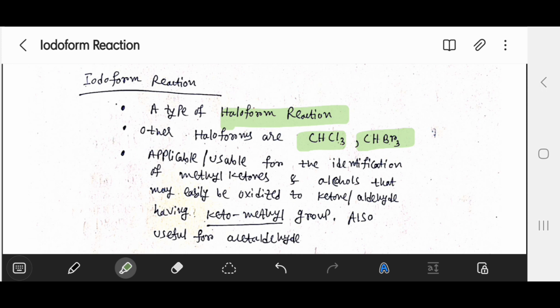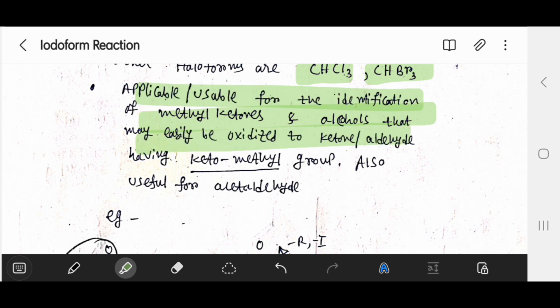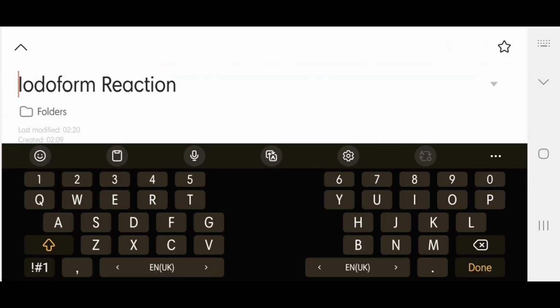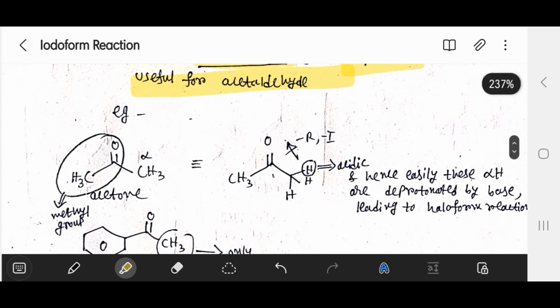So what are the uses of the haloform reaction or iodoform reaction? It is applicable for the identification of methyl ketones, or alcohols that may be oxidized to a ketone or aldehyde having a ketomethyl group. It is also useful for acetaldehyde, because acetaldehyde also has a ketomethyl group, that is CH3CO. So let us see some examples of such compounds.